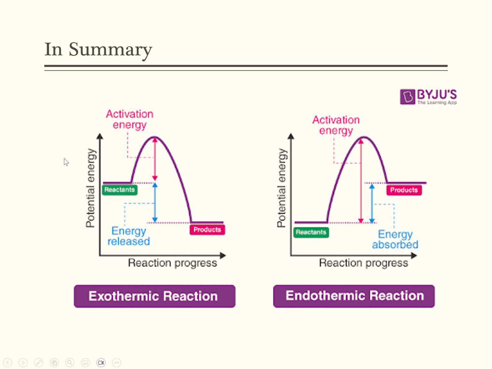So in summary, if you look at the energy profile of an exothermic reaction, you find the reactants higher than the products, delta H pointing down, and the energy profile of endothermic reaction, the opposite. Energy of the reactants is less than energy of the product, delta H will be pointing up with a positive value.